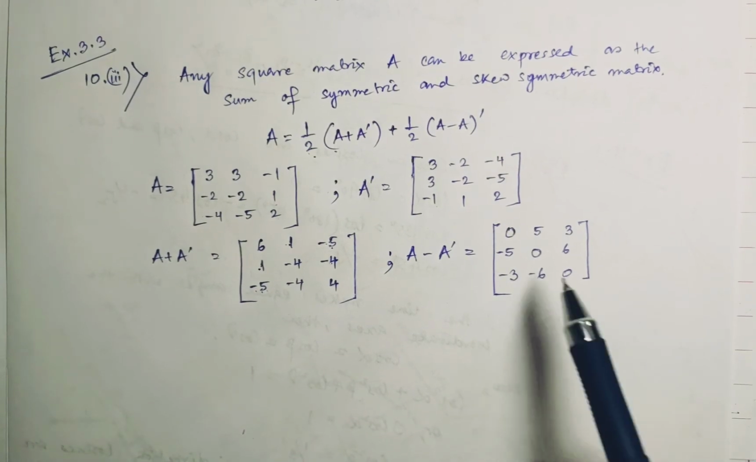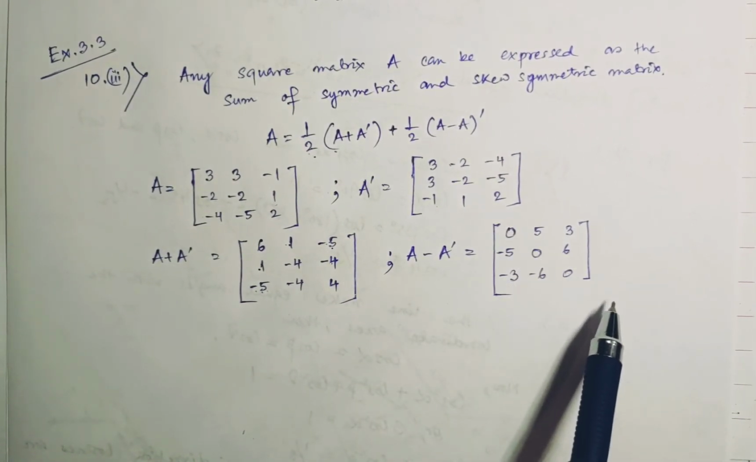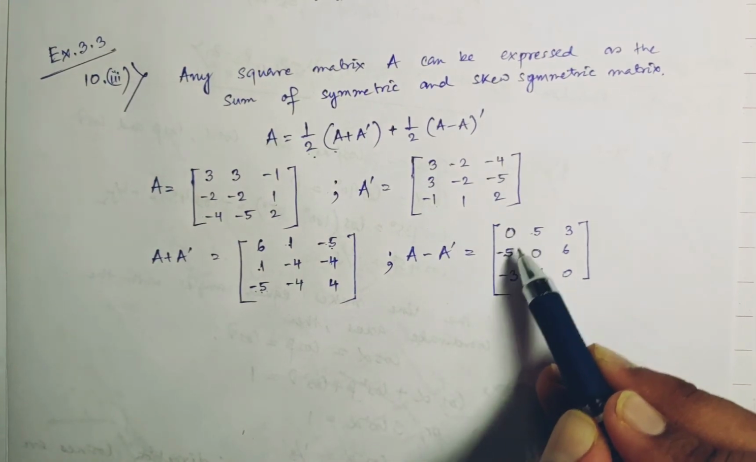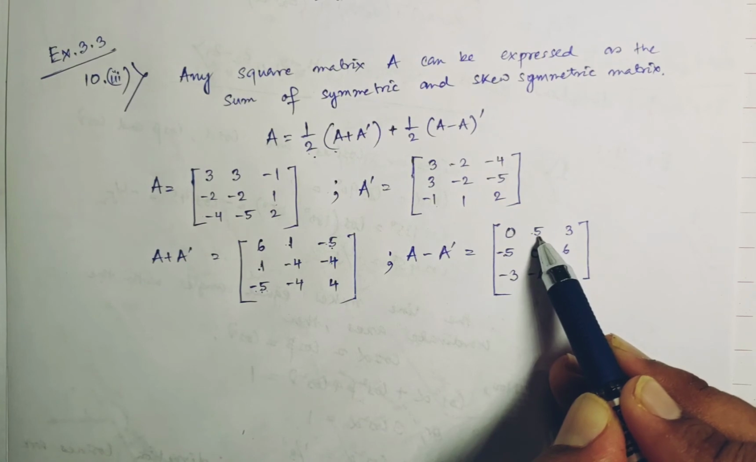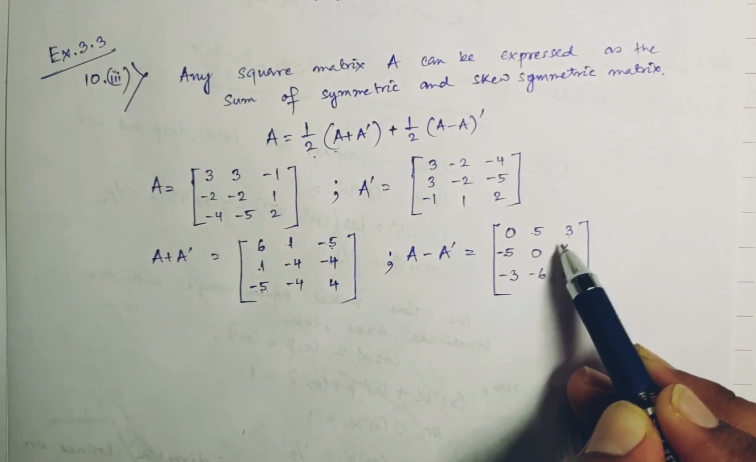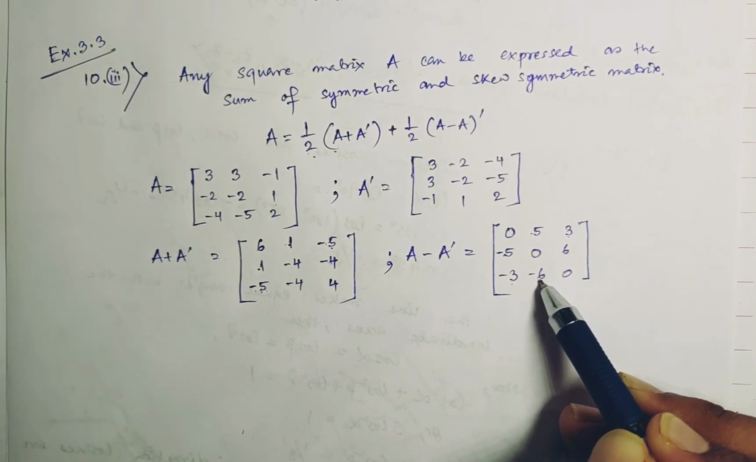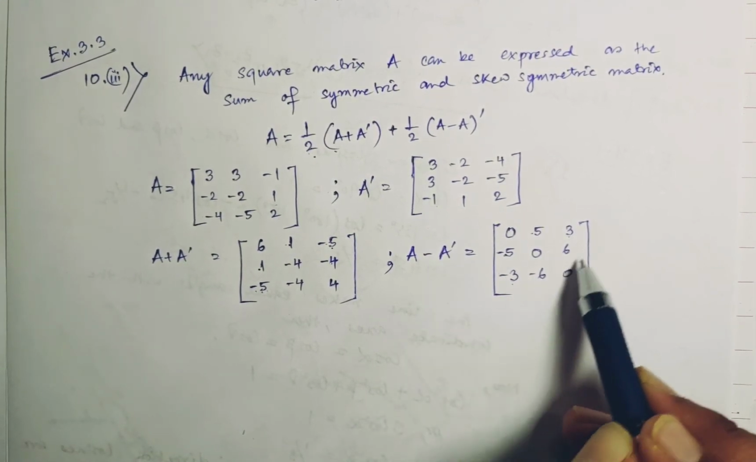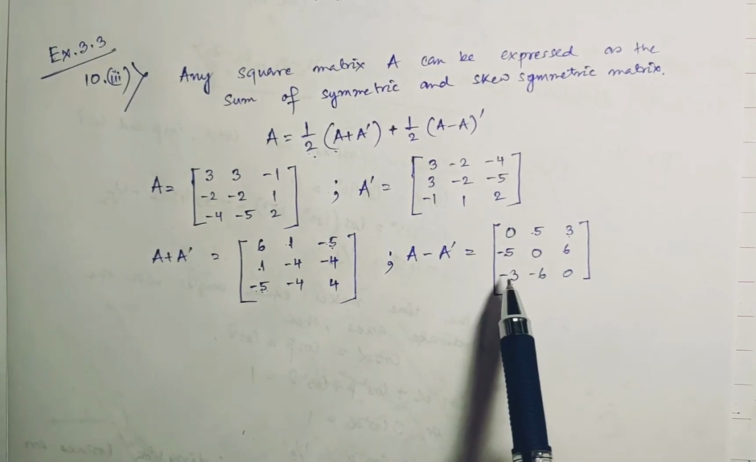Clear? So look here, in the skew symmetric matrix all the diagonal elements are 0, and for the corresponding elements, if it is 5 this one is minus 5. So A12 is equal to minus of A21, A13 is equal to minus of A31, A23 is equal to minus of A32. So it satisfies the condition of a skew symmetric matrix, therefore this one is a skew symmetric matrix.